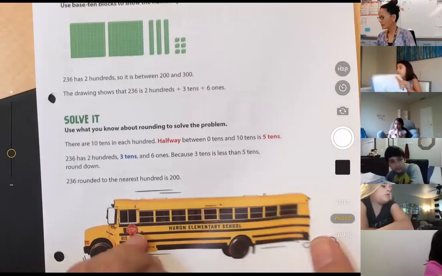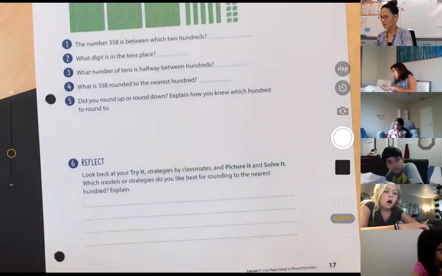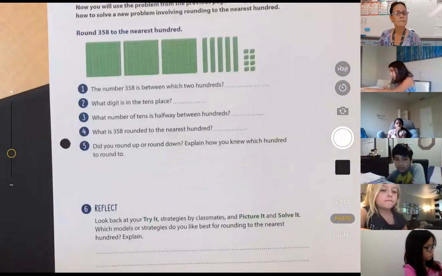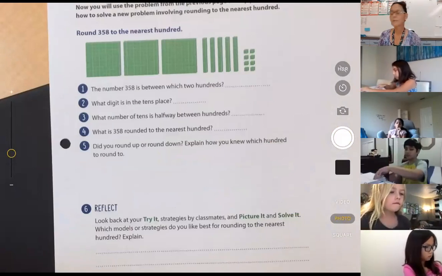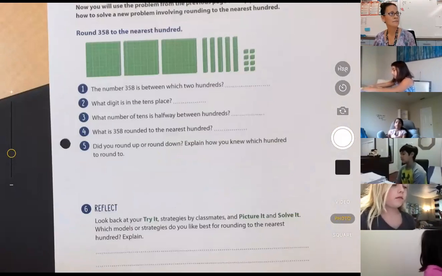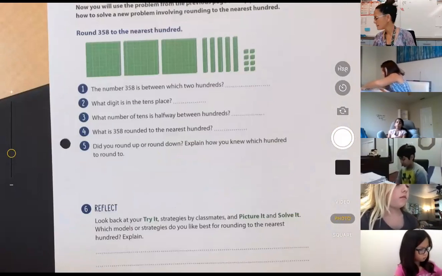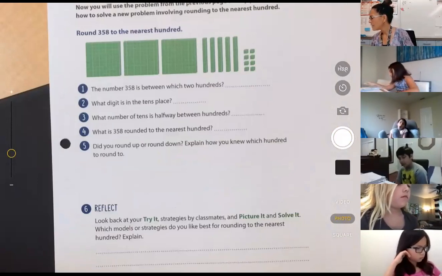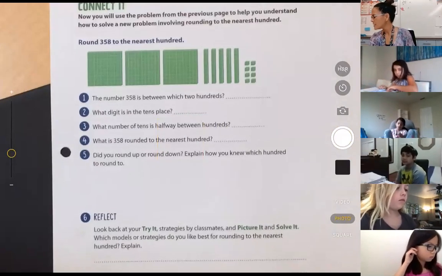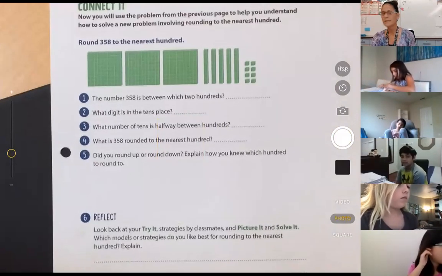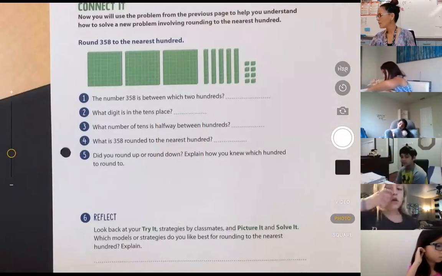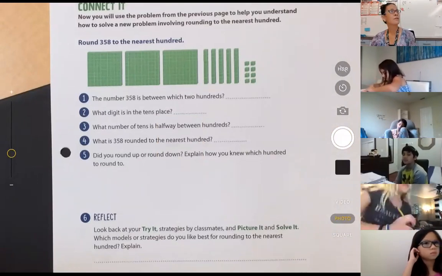Now, up at the top, it's giving us another question to answer. It's saying at the top of 17, now you will use the problem from the previous to help you understand how to solve a new problem involving rounding to the nearest 100. So it's asking you to round 358 to the nearest 100.